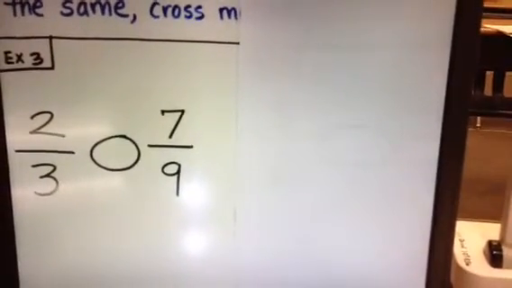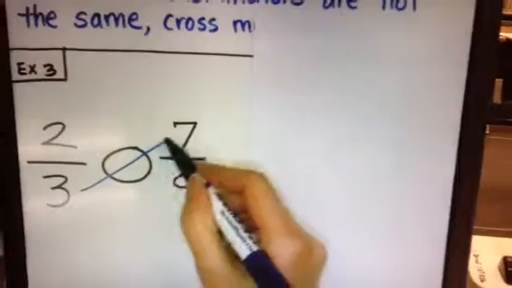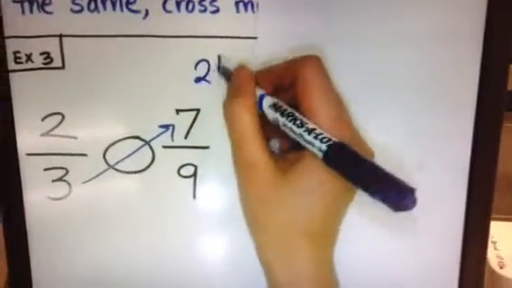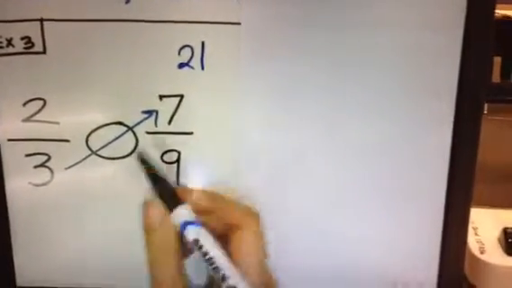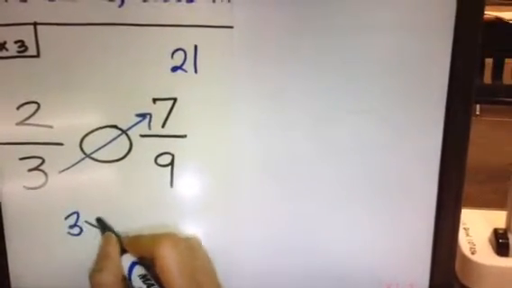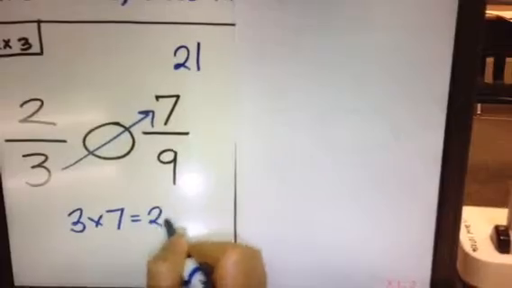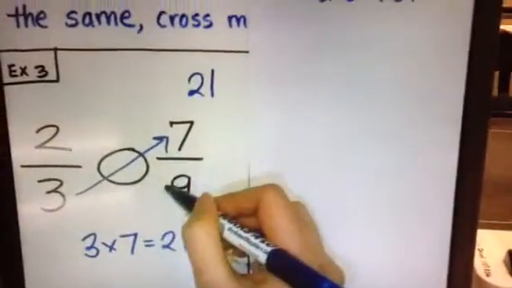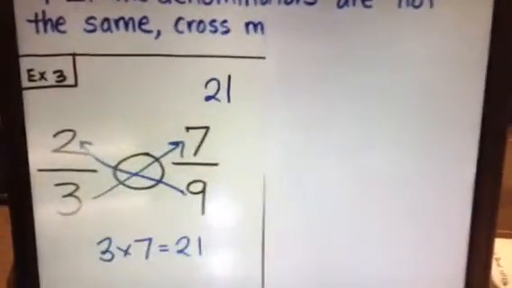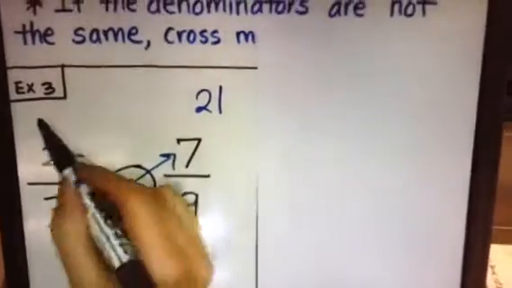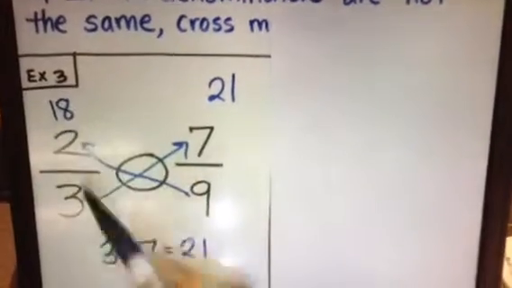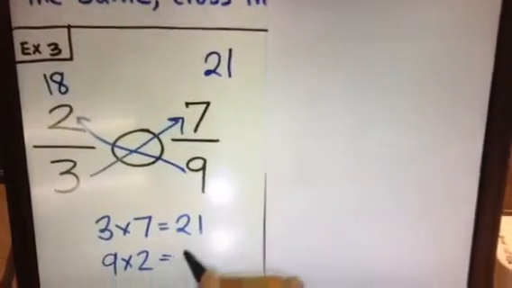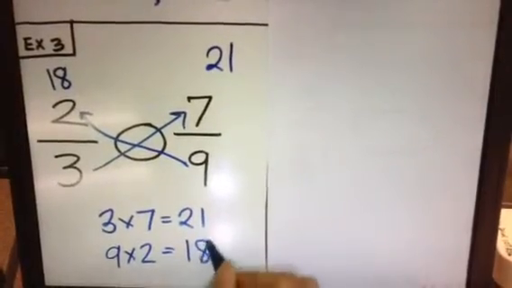All you have to do is cross multiply 7 times the 3. 3 times 7 is 21. So once again, I cross multiplied. I did 3 times 7, and that gave me 21. That's how I got the 21 up here. And then you cross multiply again. 9 times 2 is 18. So once again, I did 9 times 2, and that equals 18.